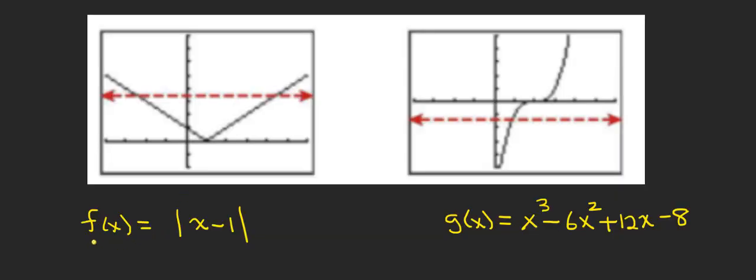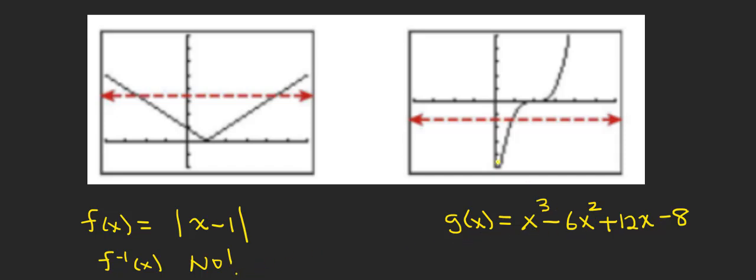Now let's see whether f of x equals absolute value of x minus 1 will have an inverse function. First of all, f of x is a function. It passes the vertical line test. Now, does it pass the horizontal line test? It doesn't. You have 2 points that you intersect with the horizontal line. So, unfortunately, f of x is a function, but it will not have an inverse. So, the answer is no.